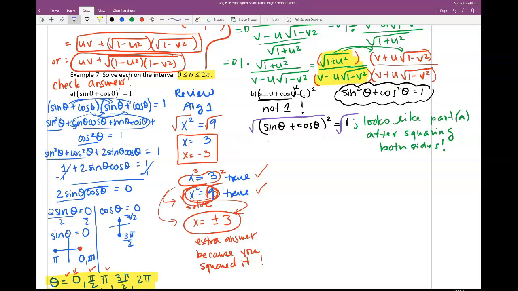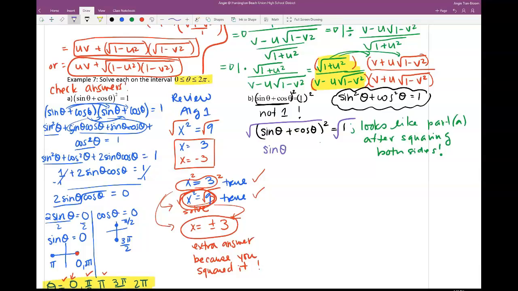Well, some of you would totally start that way, right? Okay, well, let's try. If I take this square root, I now have sine of theta plus cosine of theta equals positive and negative 1. Then I'm going to write it out like this and set this equal to 1, and write it out like this and set this equal to -1. Is that okay to do?